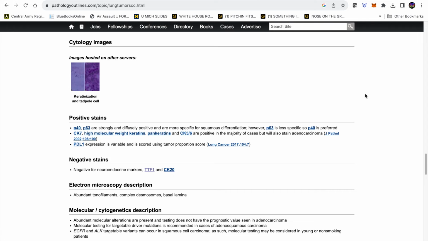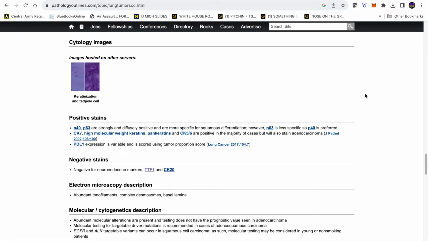And a quick review of the IHC. So squamous cells are going to be positive for P40 and P63, strongly and diffusely positive, and are more specific for squamous differentiation. However, P63 is less specific, so P40 is preferred. Other stains that could be positive are CK7, high molecular weight keratins, pan-keratins, and CK5/6.